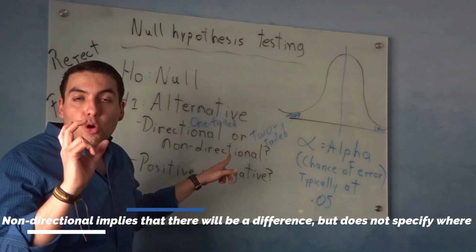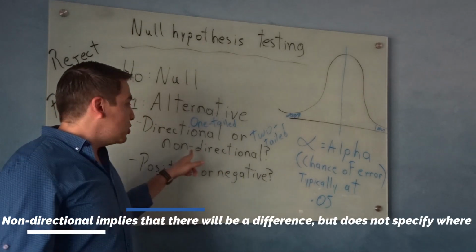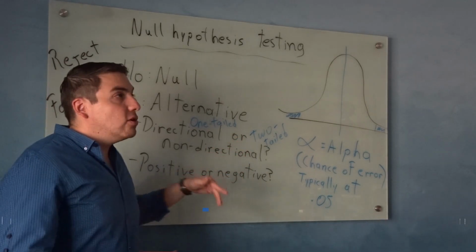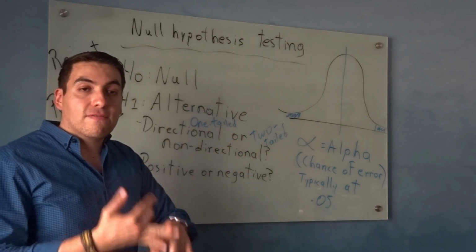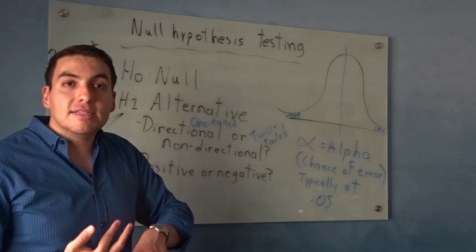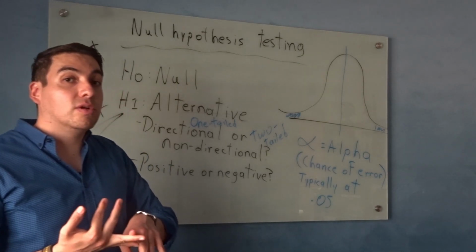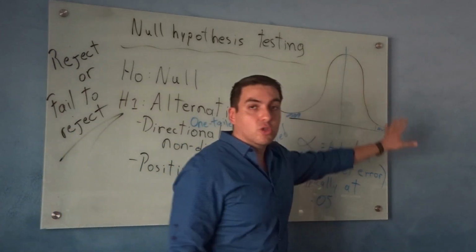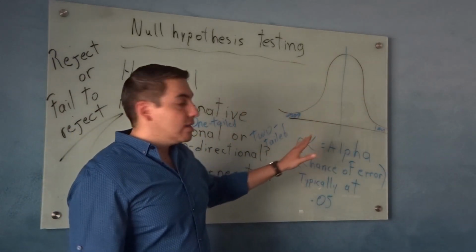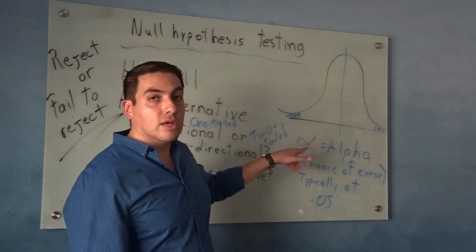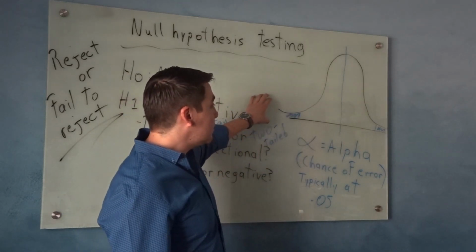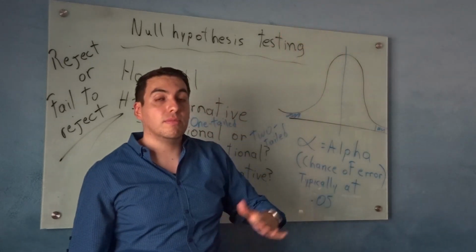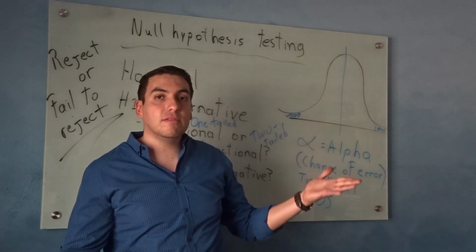The type of word that you use determines whether something is directional or non-directional. If I use a word like change or affect, I'm saying that it's different, but I'm not saying where the difference is at. So if we visualize a distribution like this, non-directional is also called two-tailed because it can go on one end, on the negative end, or on the other end, on the positive end. Maybe it's going to go up, maybe it's going to go down, but you don't know. You're just saying it's going to be different.